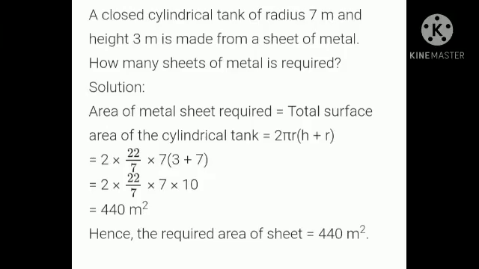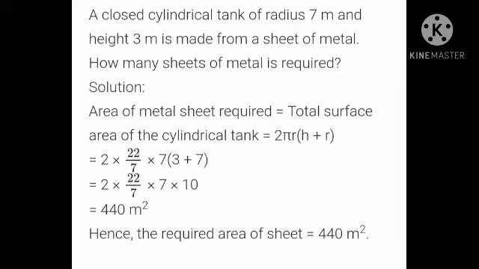Okay. First question: a closed cylindrical tank of radius 7 meter and height 3 meter is made from a sheet of metal. How many sheets of metal are required? Here the tank is in the shape of a cylinder and that cylinder is closed. So we should find the TSA of the cylinder.